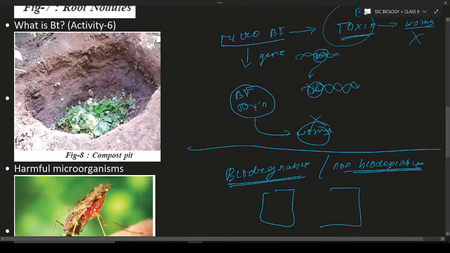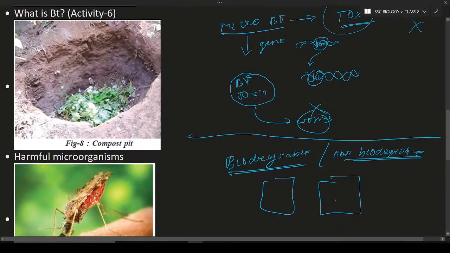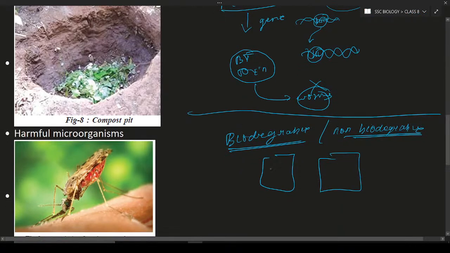Make one pit, and this is the second pit. In the first pit, we put plant material like fruit peels, vegetable peels, and chapati or rice. In the second pit, put plastic covers, glass, and so on. Cover both pits, come back after one week, and observe.